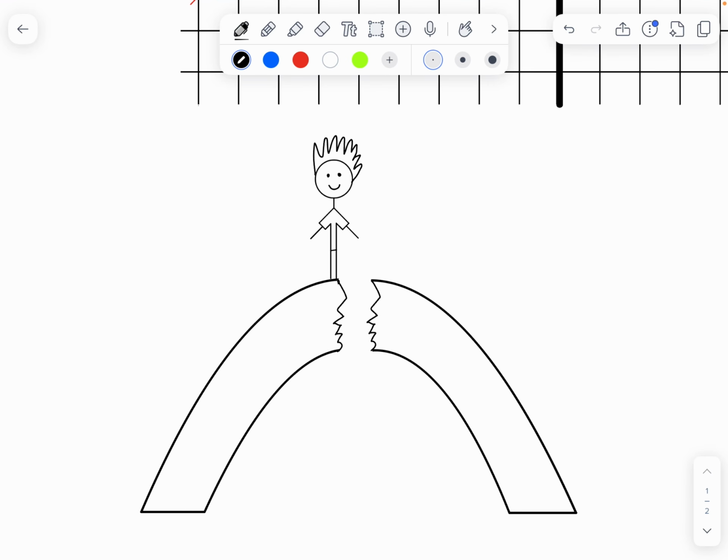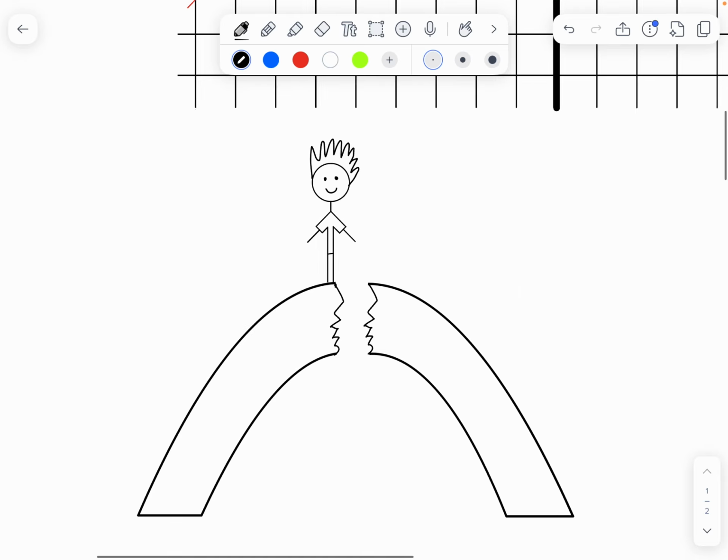So mathematically, we'd call that a limit. So this is the limit. This line that I'm drawing, that is the limit. You cannot cross that line, otherwise you would fall in between the bridge. So that is what a limit is.